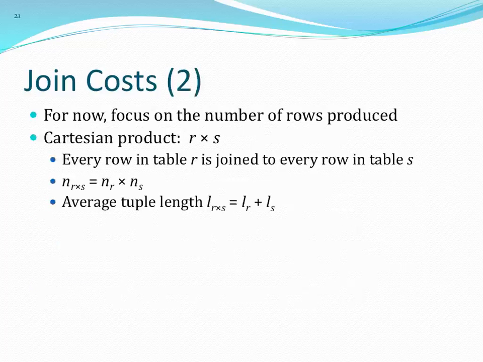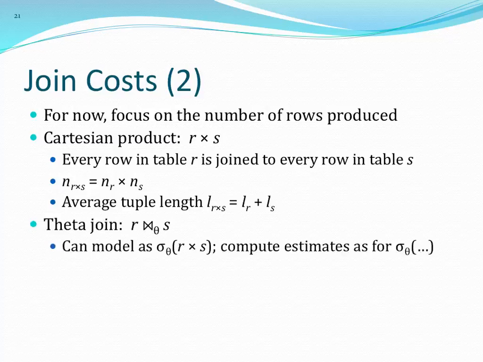So we're going to focus on the number of rows produced. If it's a cross product, yay! Easy time, right? Total number of rows will be the number of rows in the left table times the number of rows in the right table. The average tuple length is also easy to compute. If you think about selection, the average tuple length doesn't change. I suppose it could change, but we don't change our estimate of the average. In this situation, though, it does change. The average tuple length is just the sum of the input average tuple lengths.